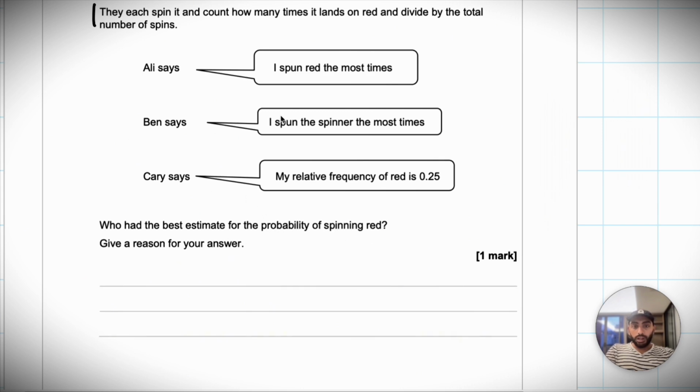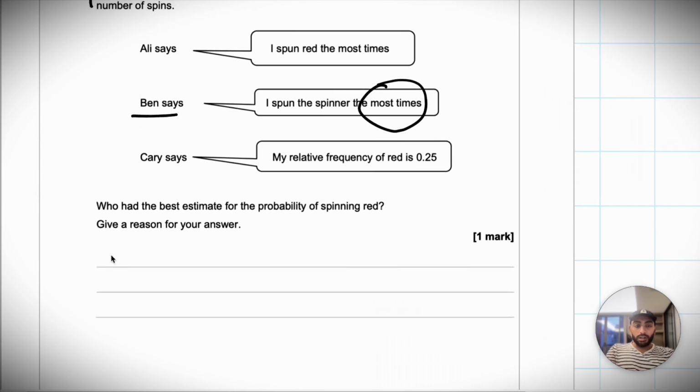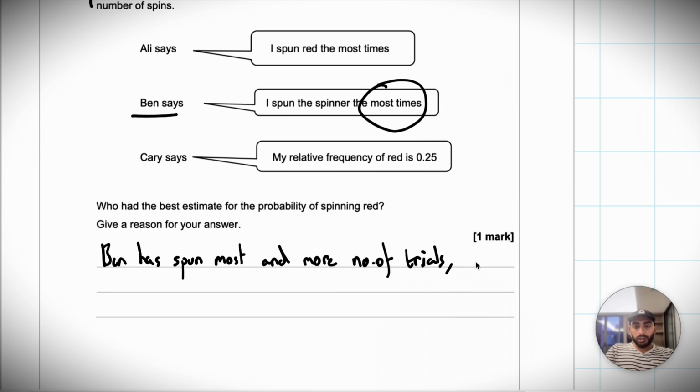And give a reason. I would choose Ben because he's spun the spinner the most times. The more times that you do something, the closer that you're going to get to the actual probability. So we can write this by saying Ben has spun most, and the more number of trials that you do, the closer you are to the actual probability.